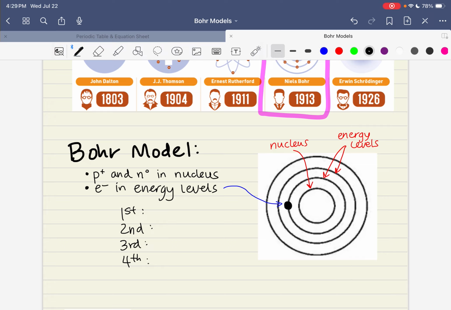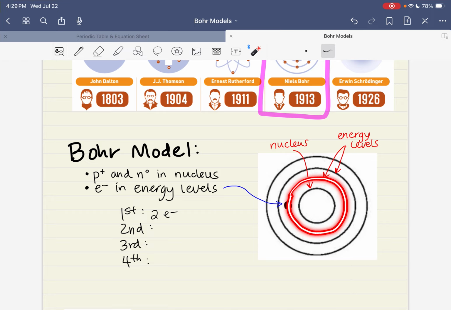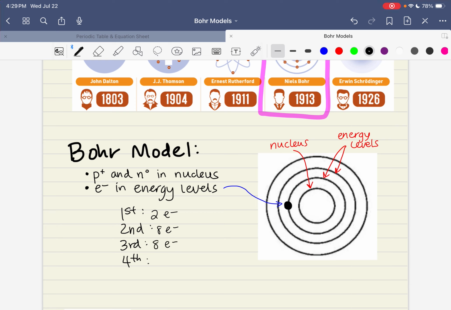Once we've put 2 electrons in that first energy level, we can't put any more, and we're going to move into the second energy level. The second energy level can hold 8 electrons, and the third energy level can hold 8 electrons. So I want you to pause the video and figure out the fourth, and I'll give you a clue. It's on your periodic table. The answer is on your periodic table.